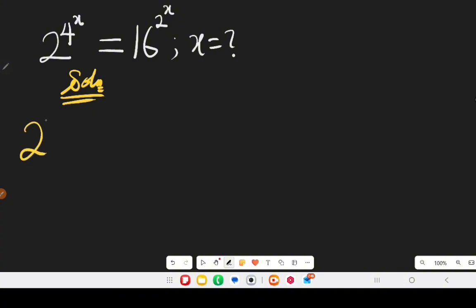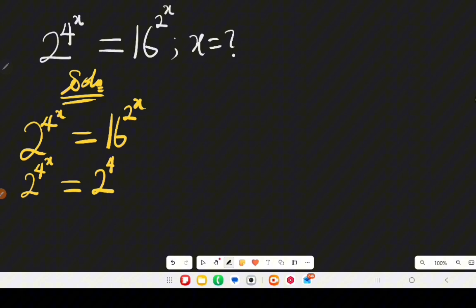2 raised to the power of 4 raised to the power of x is equal to 16 raised to the power of 2 raised to the power of x. Next step, we have 2 raised to the power of 4 raised to the power of x equals to, we express 16 in base 2, which will give us 2 raised to the power of 4, all raised to the power of 2 raised to the power of x.